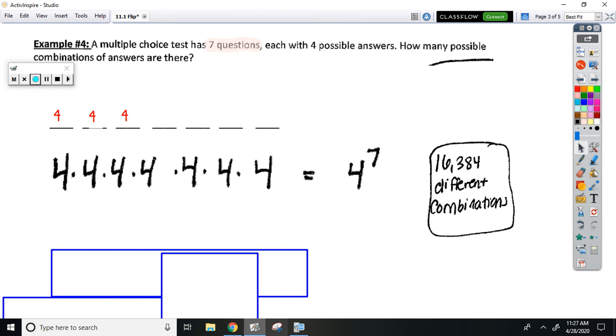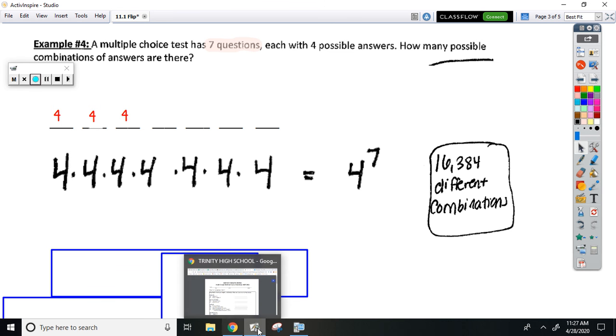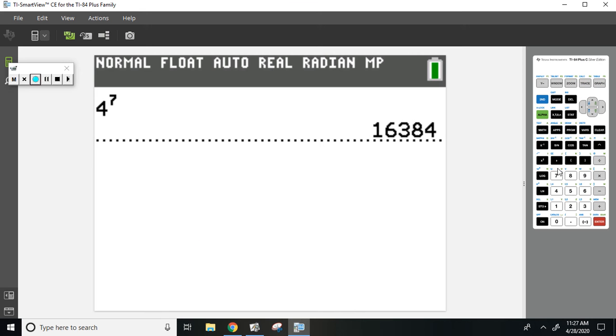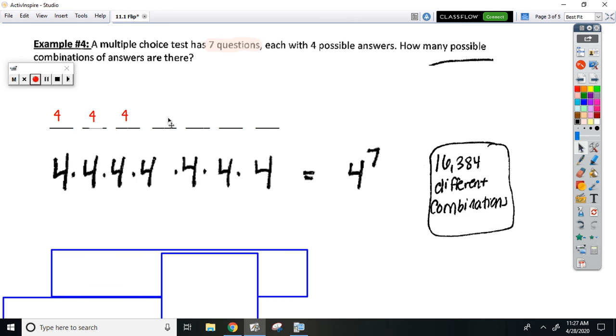Be careful on the mini quiz. The mini quiz will have an option for an answer that's 7 to the 4th instead of 4 to the 7th. So just make sure you actually draw out those little lines and think about how many different events there are and then how many options for each event. Just be careful you don't get tricked on the multiple choice.